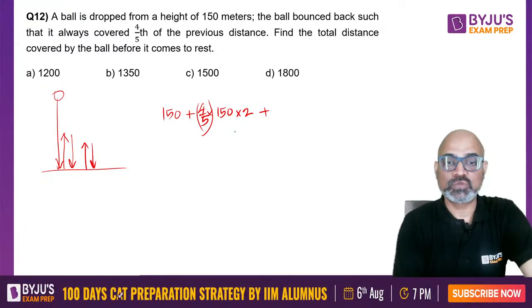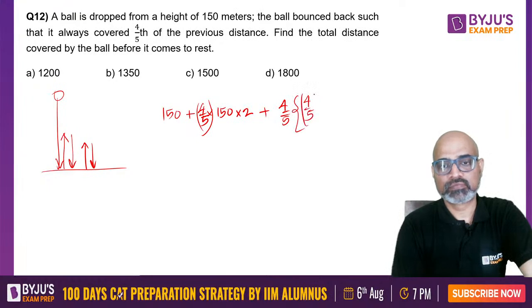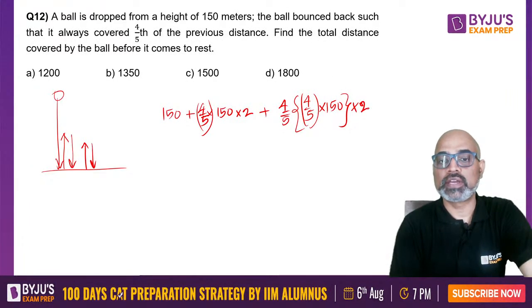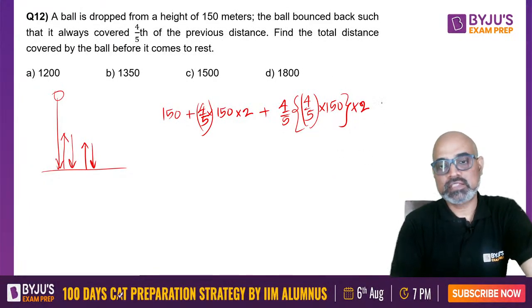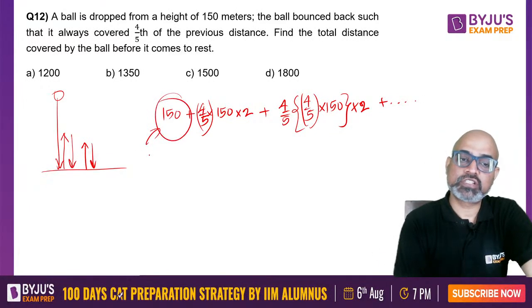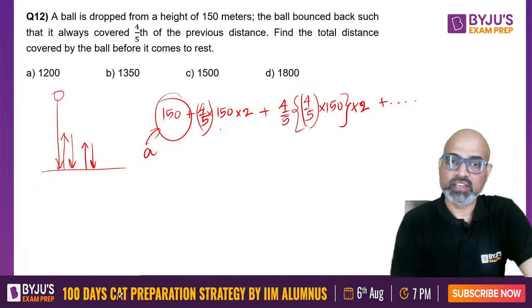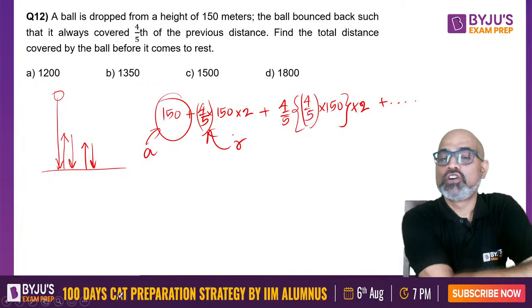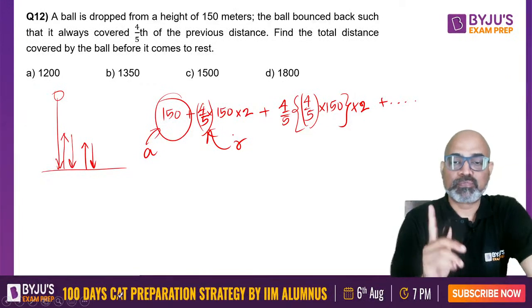So the last distance was the one that we have just written, right? So now it will be 4/5 of that. And the same distance it has to come back, so that into 2 is not going anywhere. And this will continue. So this is an infinite GP where the first term is 150, and the multiplier, which is the common ratio, is 4/5. But here is a problem.